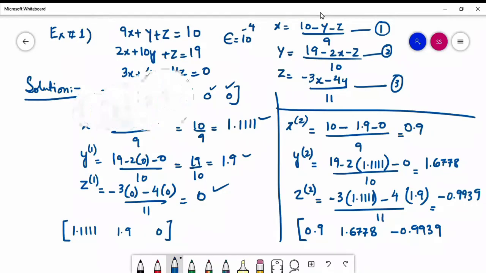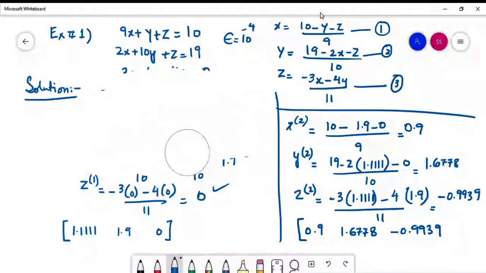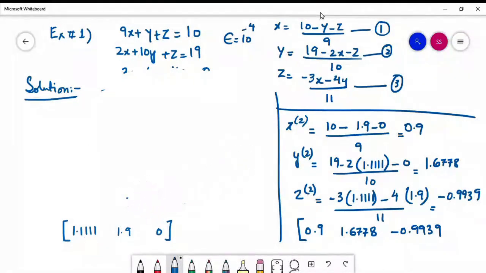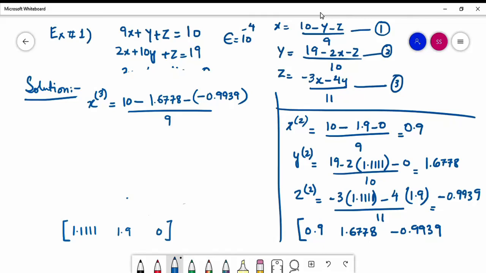Okay, now in the next step, in the third iteration, you have to replace these values in the equation, so x to the power 3 is equal to, that is the third iteration basically. So 10 minus y, now 1.6778, minus z, which is minus 0.9939, divided by 9. So x3 is, sorry, 1.0351.